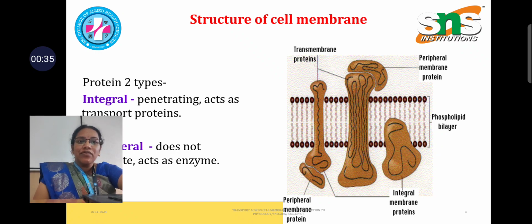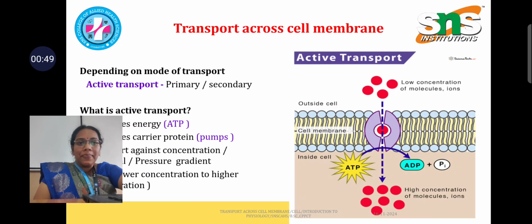The proteins are of different types. You can see here the integral membrane proteins and the peripheral membrane proteins. The integral proteins act for the transport of substances from one side to another, and the peripheral proteins do not penetrate but act as enzymes. The transport across a cell membrane is a crucial thing, where the cell can communicate with one another. So it depends upon the mode of transport, how it gets transported.